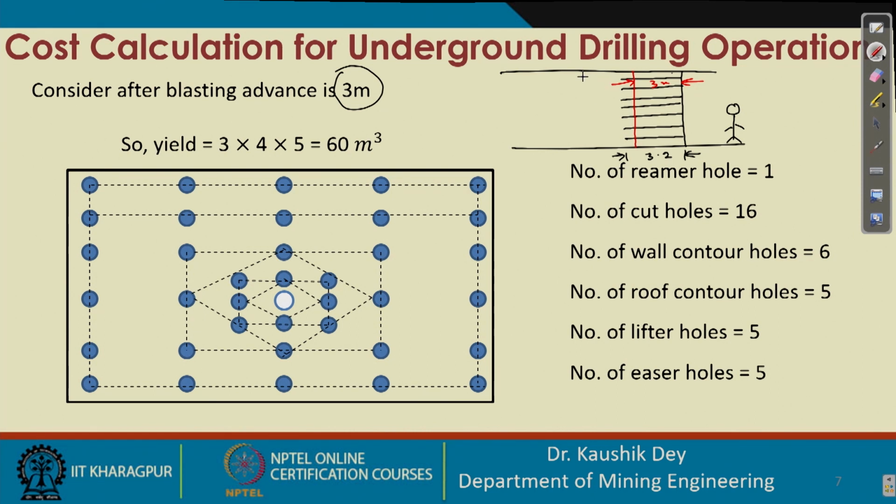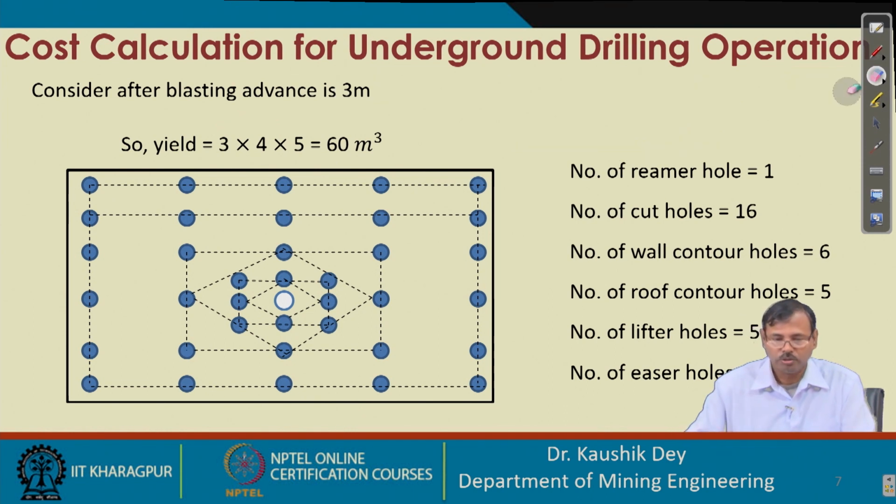So, next phase of drilling has to be carried out here. So, that is why the advance rate is 3 meter. As the advance rate is 3 meter, the yield will get 3 and the drift size is 4 meter by 5 meter. So, this is 4 by 5. So, this is basically yielding us 60 meter cube of rock. So, 60 meter cube of rock we will get by blasting this 37 holes plus 1 reamer holes of 91 mm, and now we have to find out the cost of this.